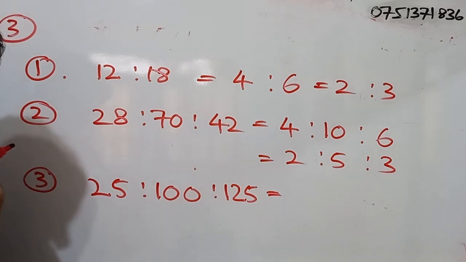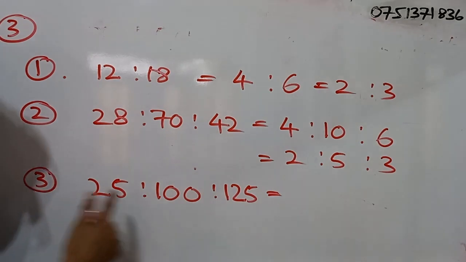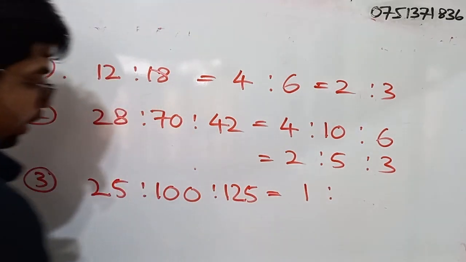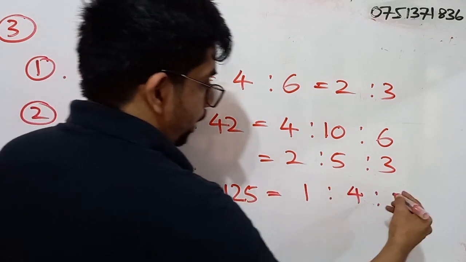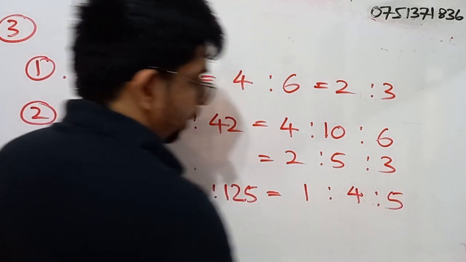So I can divide each of them by 25. 25 divided by 25, I get a 1. 100 divided by 25, I get a 4. 125 divided by 25, I get a 5.